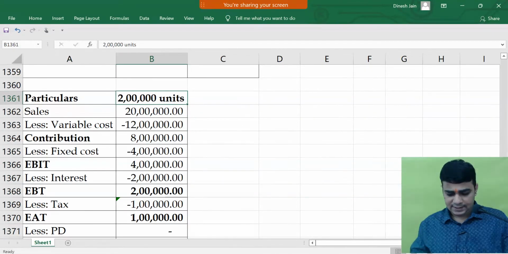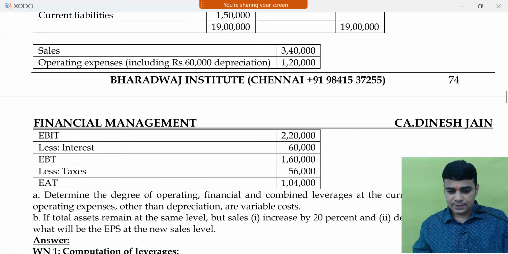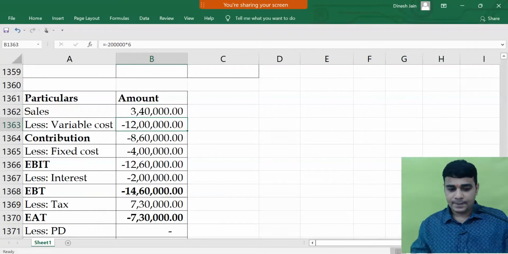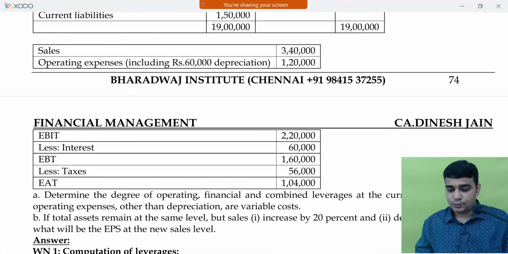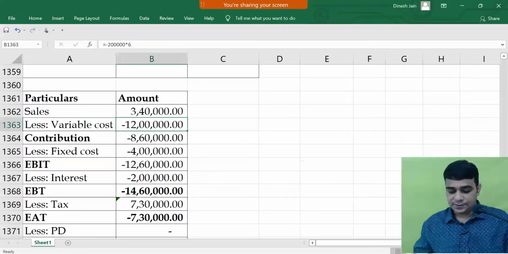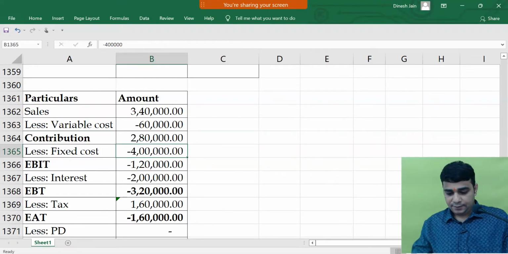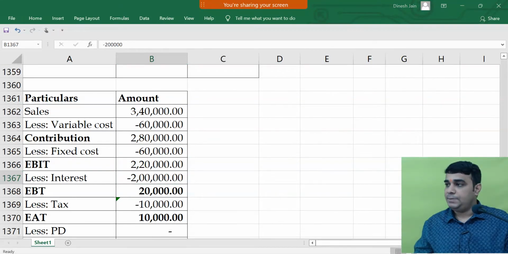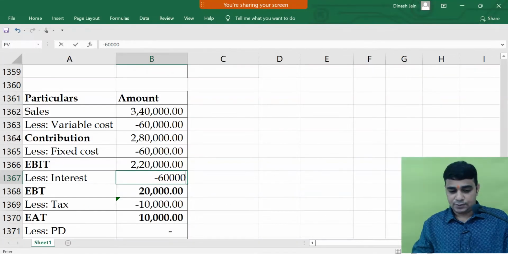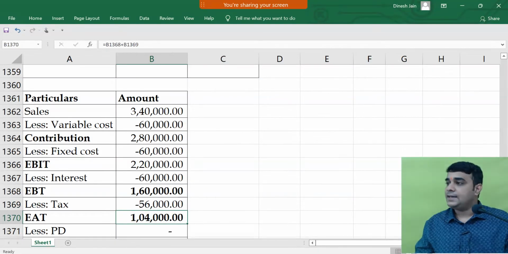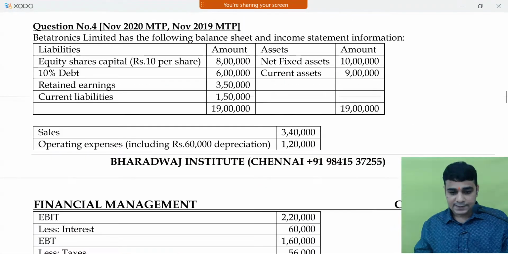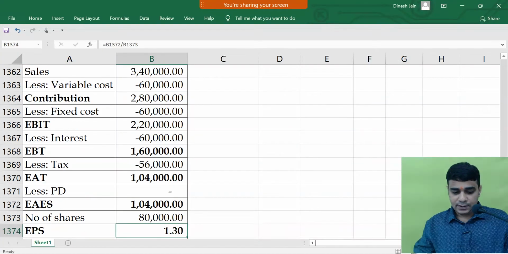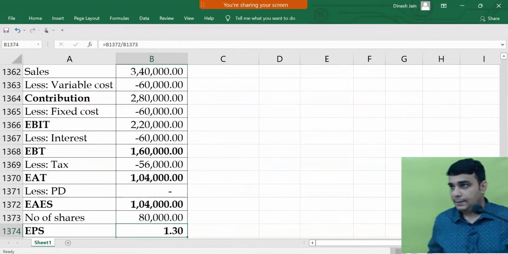So I start with sales, which is given in the question. Sales is 3,40,000. Your operating cost is 1,20,000, which includes a depreciation of 60,000. Depreciation is a fixed cost, so minus 60,000. Fixed cost is 60,000. I get EBIT. Interest is given, which is again 60,000. EBT is 1,60,000. Tax is 56,000. EAT is 1,04,000. No preference dividend. Number of shares are 8 lakh by 10, 80,000. And I get an EPS of 1.3.